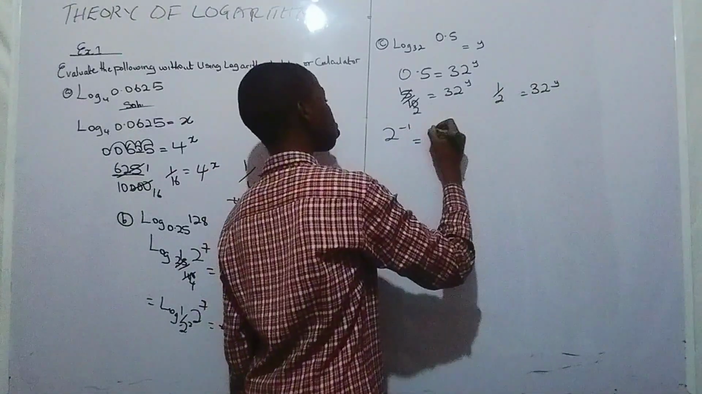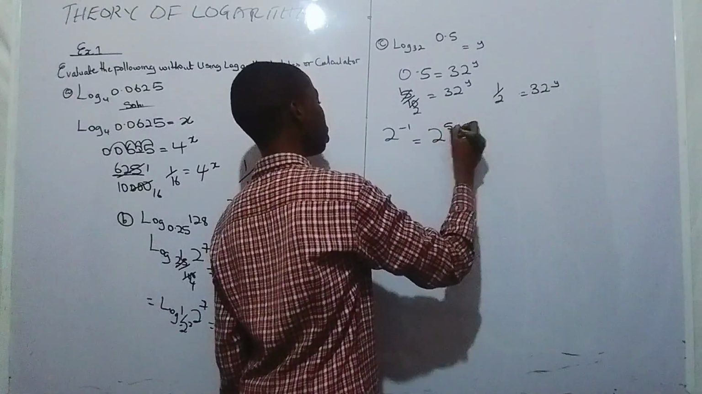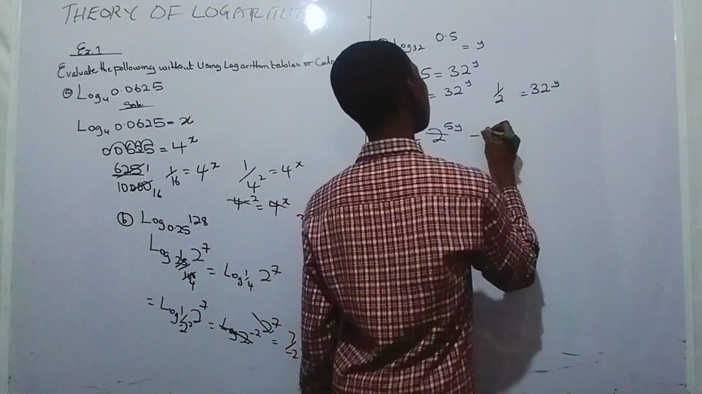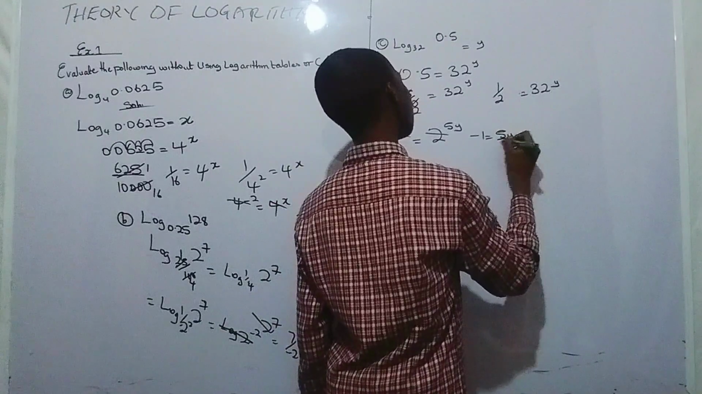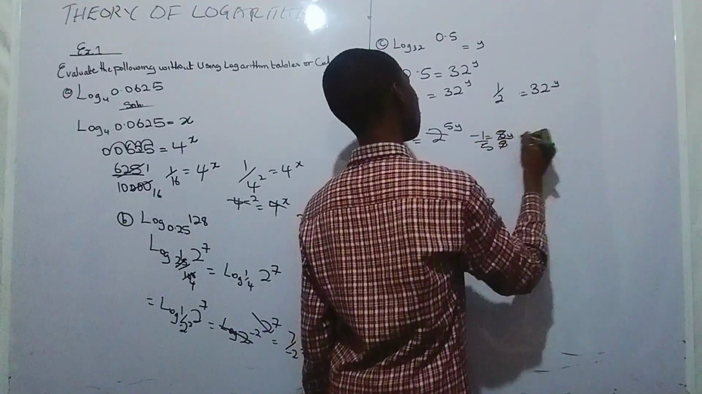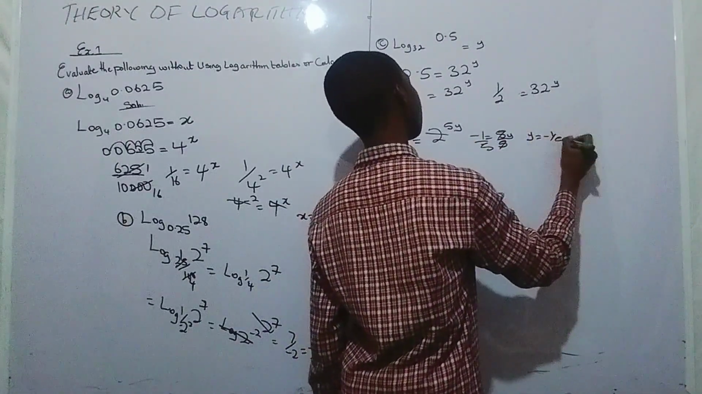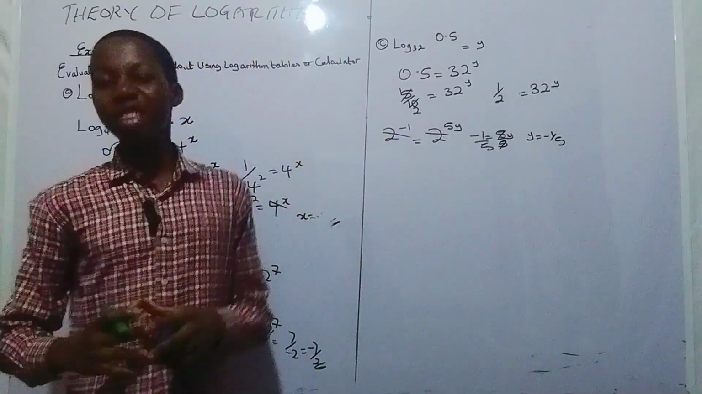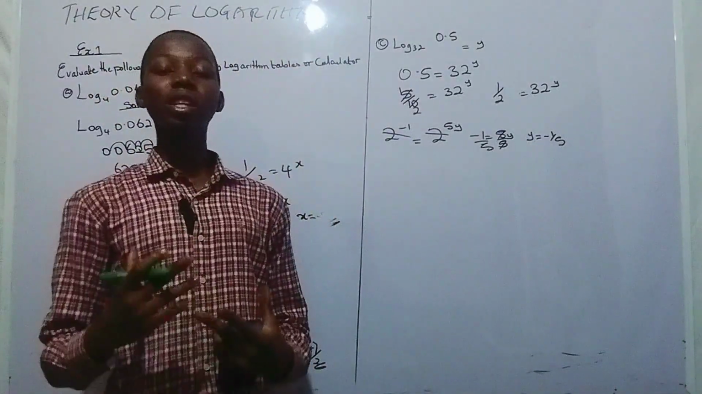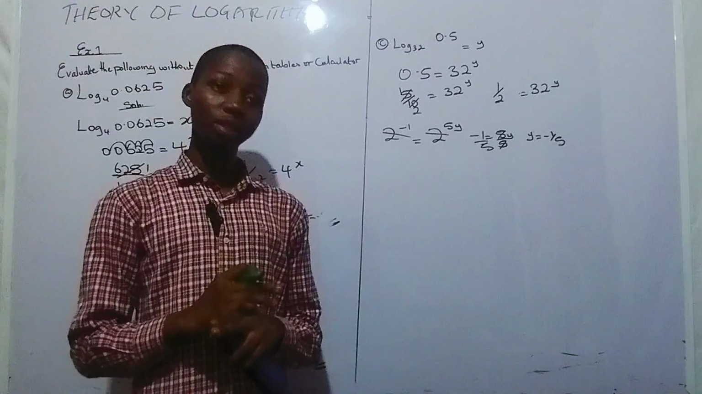And 32 here is 2 raised to power what? 5. Right. This cancels this. Minus 1 is equal to 5y. Divide by 5 over 5. y is equal to minus 1 over 5. And when solving questions like this, the best thing to do is to equalize it to an unknown. That is the best method.